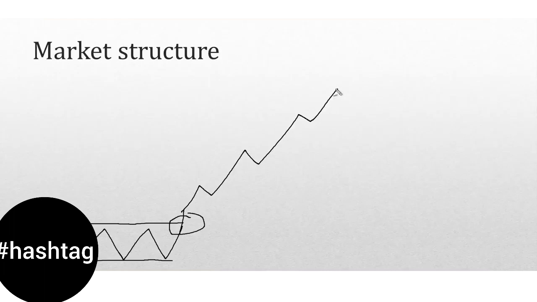Eventually, the buyers will get exhausted, sellers will come in, and what happens? Market goes into an equilibrium. Okay, goes into an equilibrium. Buyers and sellers are now pretty much in equilibrium.